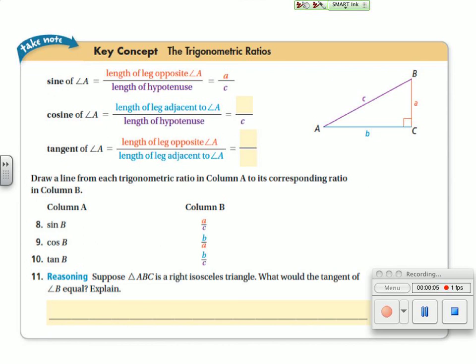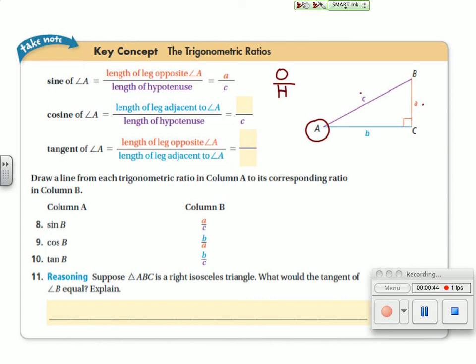All right, tonight's lesson is going to be Introduction to Trigonometry, and we're going to begin talking about the trigonometric ratios of sine, cosine, and tangent. So we're looking at angle A, which is the angle right here. So the sine of angle A is going to be the length of the leg opposite angle A, right here, divided by the length of the hypotenuse. So A divided by C. And we can think of that as O over H.